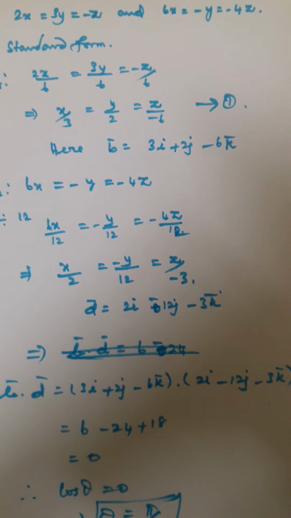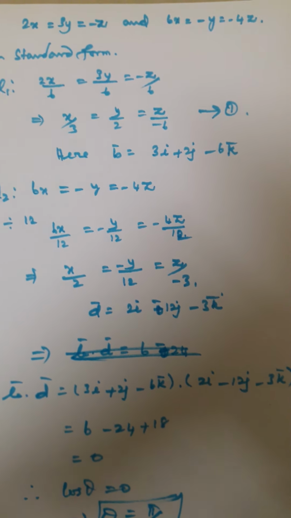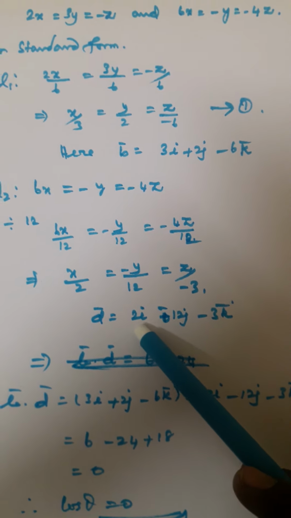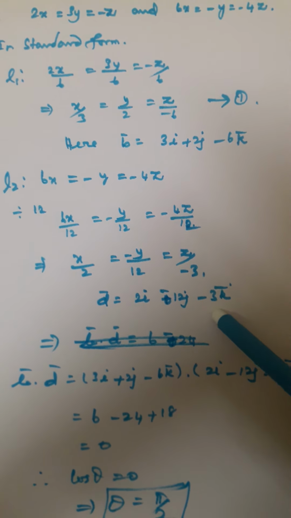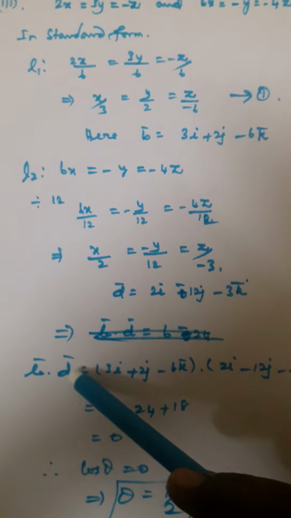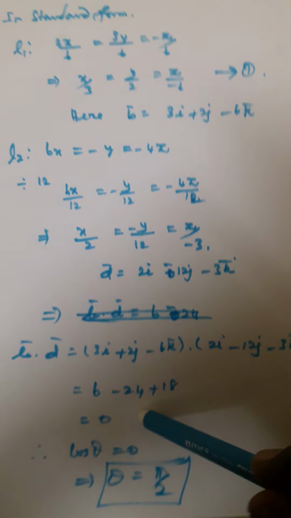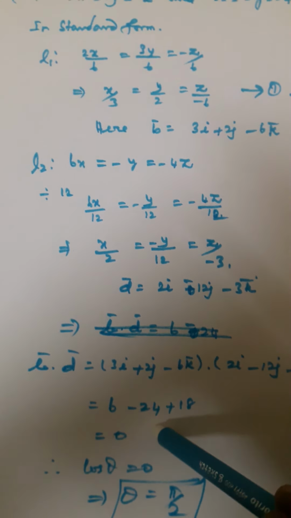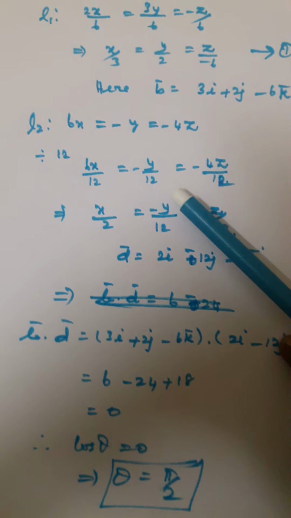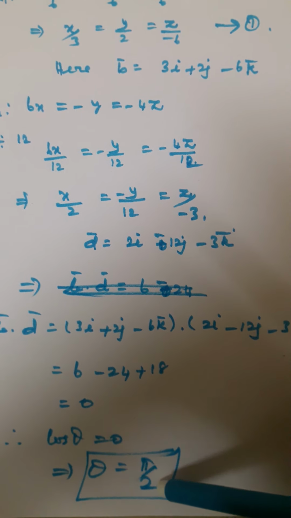So in Cartesian form the denominator represents the vector. Like that, your second vector will be 2i minus 12j minus 3k. Now I am finding B vector dot D vector. The value will be 0. B vector dot D vector value is 0. Therefore your cos theta equal to 0, which means theta becomes pi by 2.